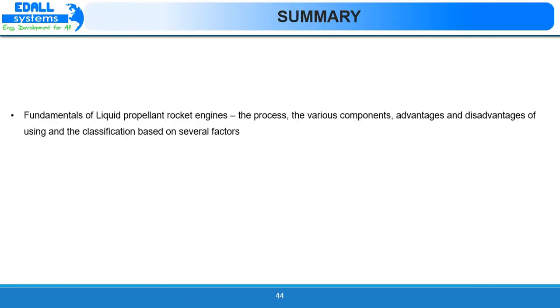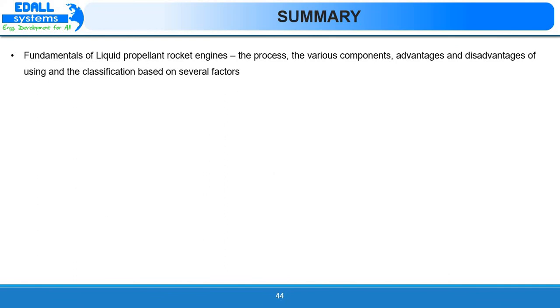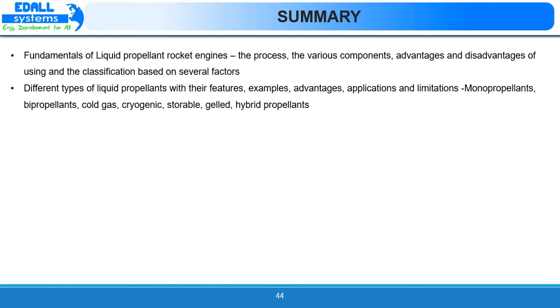So the summary for today's class is that first we have discussed fundamentals of liquid propellant rocket engines, which included the process, how it is done, and the various components included, advantages, disadvantages of using such a system, and the classification based on several factors. After that, we have seen different types of liquid propellants with their features, examples, advantages, applications, and limitations. So the liquid propellants which we saw are monopropellants, bipropellants, cold gas, cryogenics, storable, gel, and hybrid propellants. Then we have discussed each of the propellants with its features, examples, advantages, disadvantages, and applications.